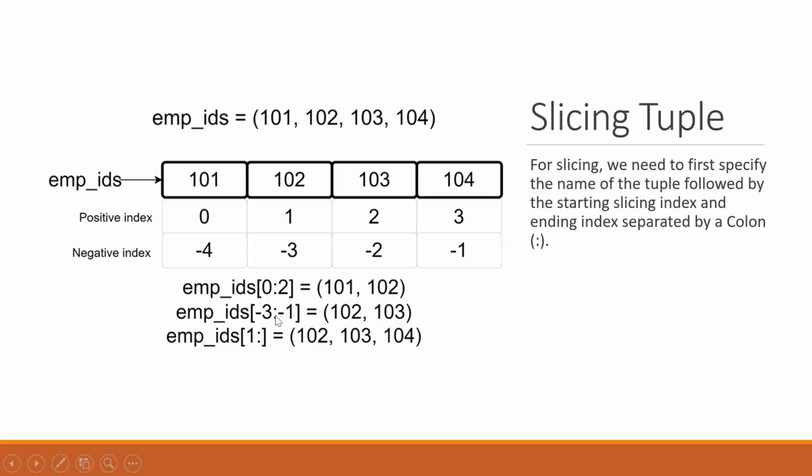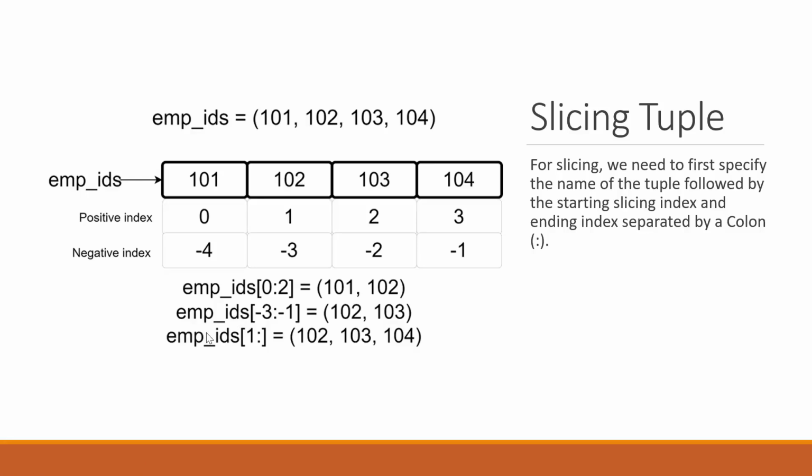In the same way, we can utilize negative indexes for slicing. Here we are slicing from index -3 to -1. At -3 we have 102. At -2 we have 103, and -1 will be excluded from our result. So these two values will be returned for this slicing.